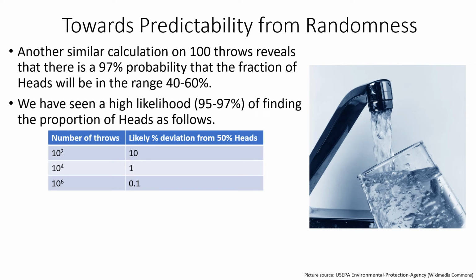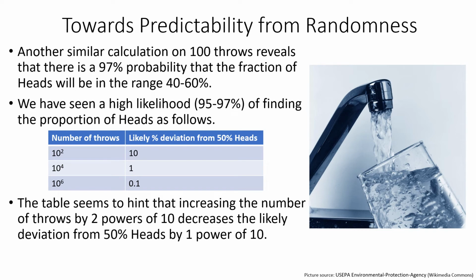It's so neat, that table. It does seem there's some sort of pattern going on, something regular happening. It seems to be hinting that increasing the number of throws by 2 powers of 10 decreases the likely deviation from 50% heads by 1 power of 10. And this is something that we'll be able to explore in a moment.